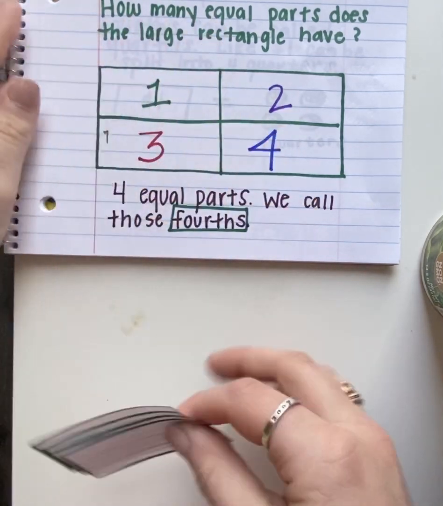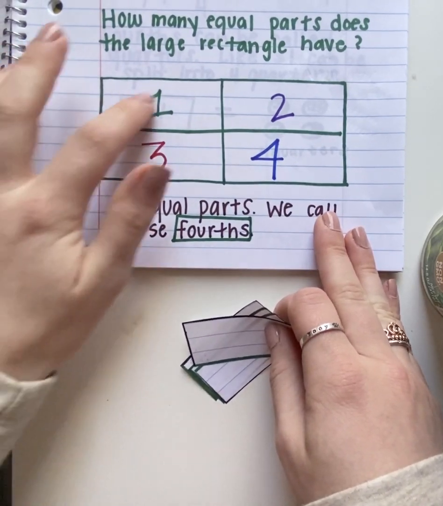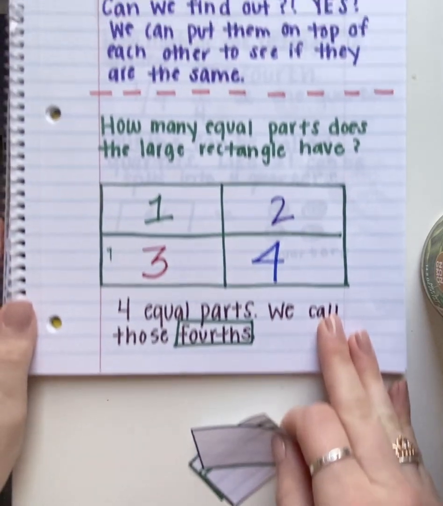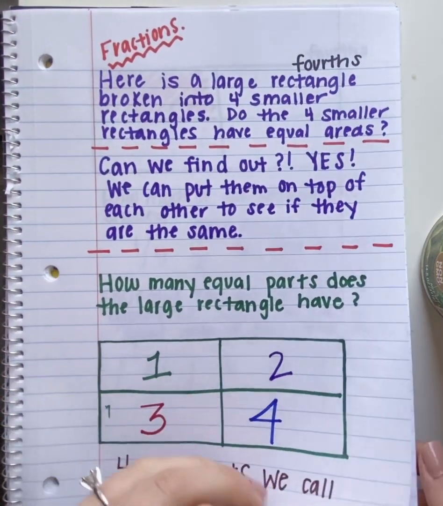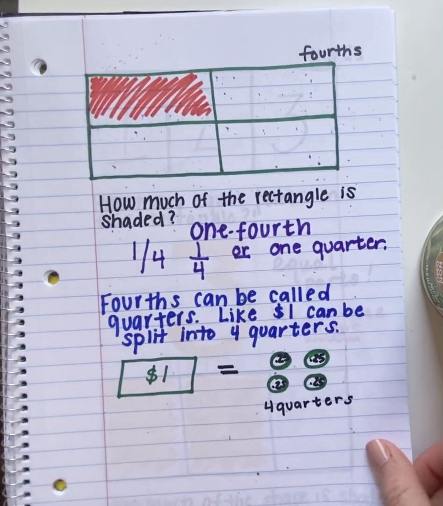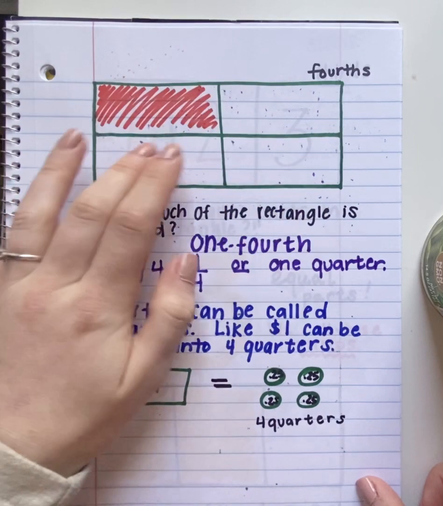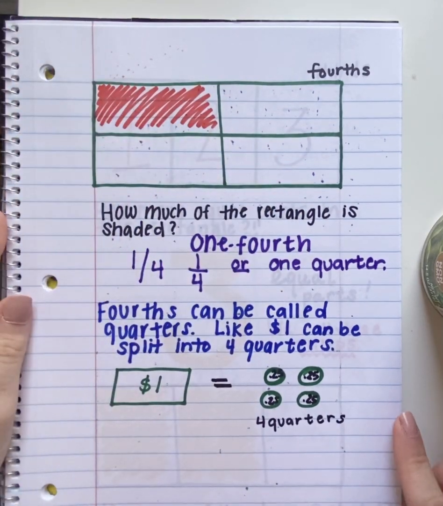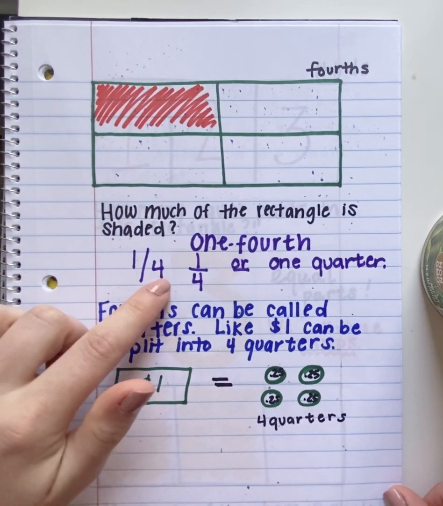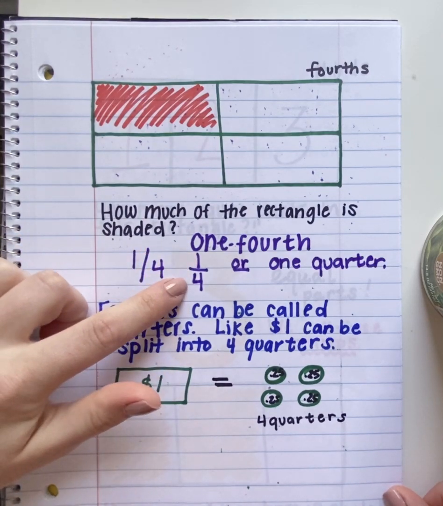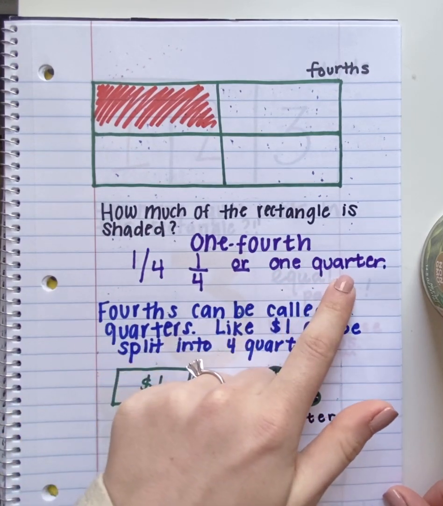This rectangle was broken into fourths. So how many equal parts? There are 4 equal parts in this rectangle. How much of this rectangle is shaded? Well, I see that there's 4 parts and only one part is shaded. So 1/4, which you can represent by writing 1/4 or a 1/4, or the words one fourth. You can even call this one quarter.